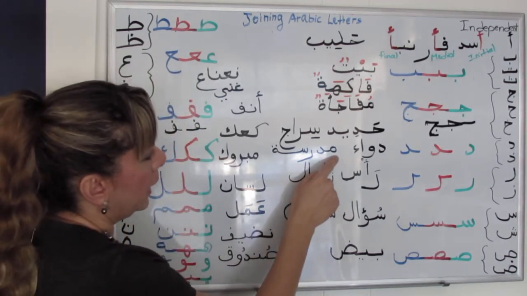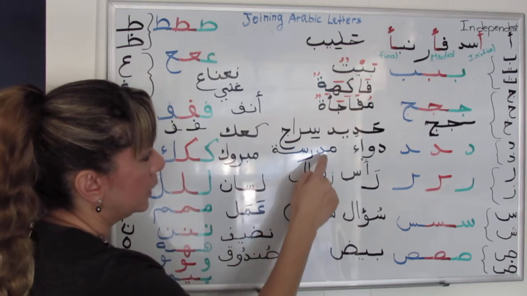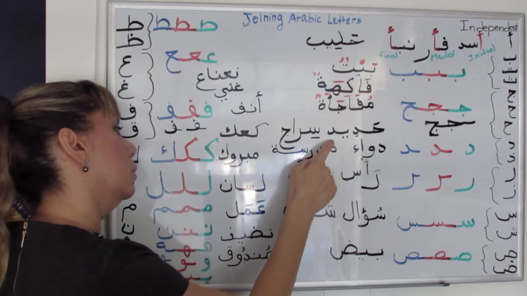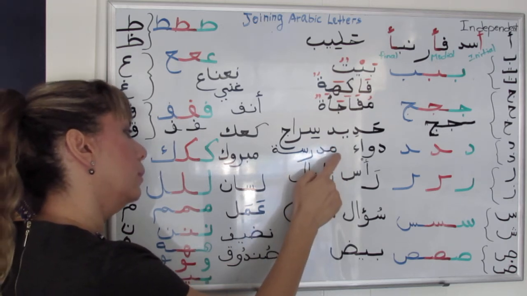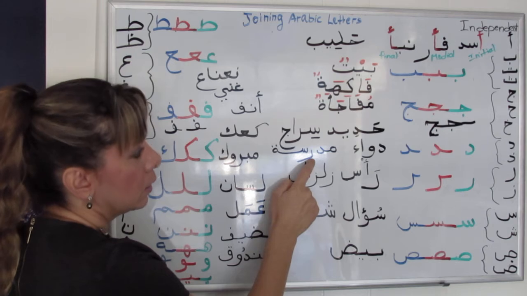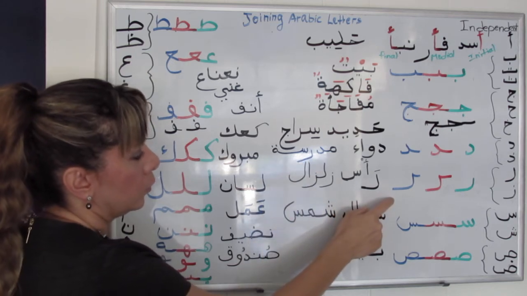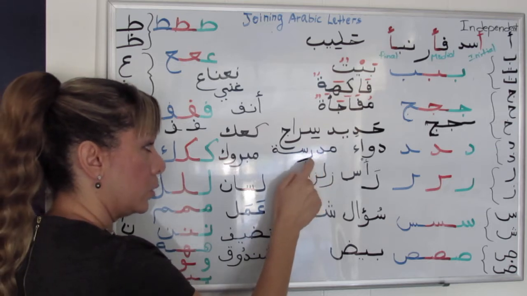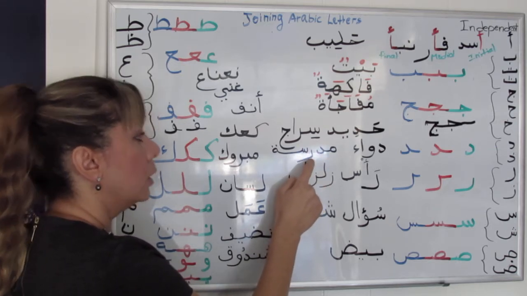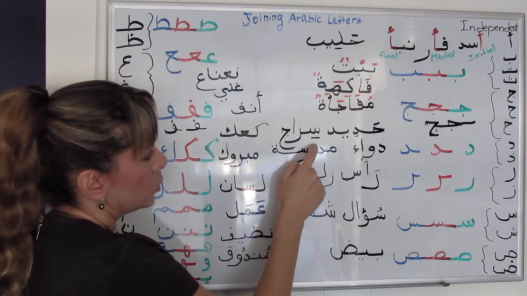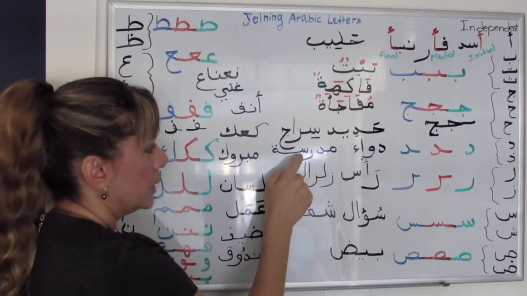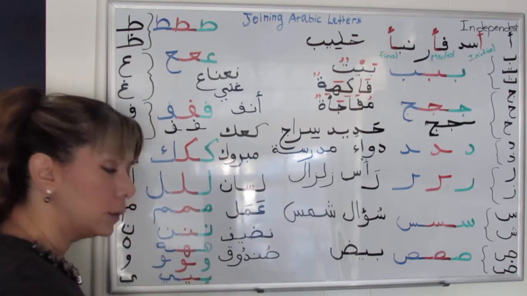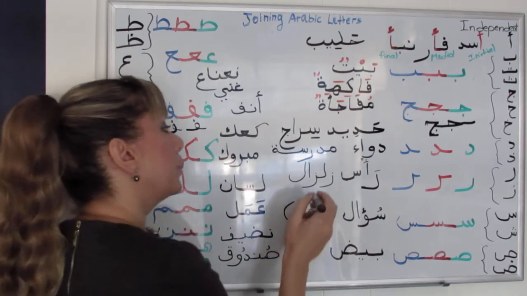Here we have another example with dal in the middle connected to the preceding letter, mim, mad, ra. Ra also is one of the selfish letters, doesn't connect to dal because they are both selfish. Sin also, they cannot connect to ra, but connects to the ta. Here ta marbuta. Madrasa, it means school.